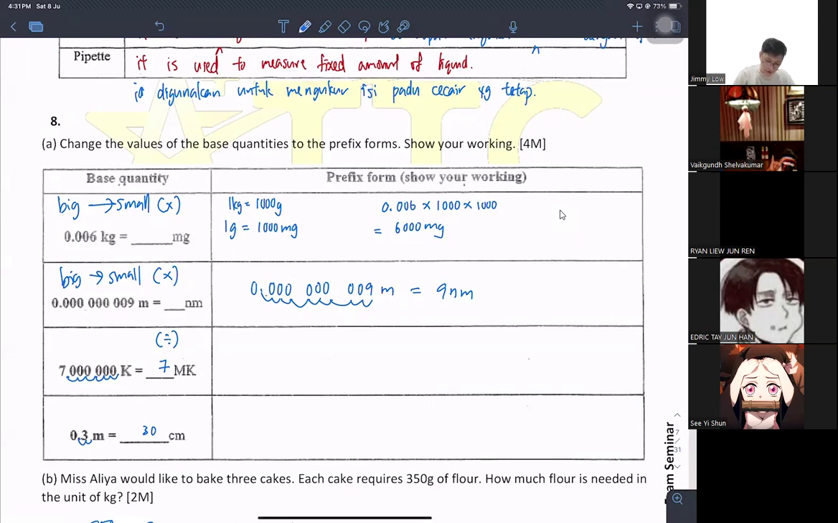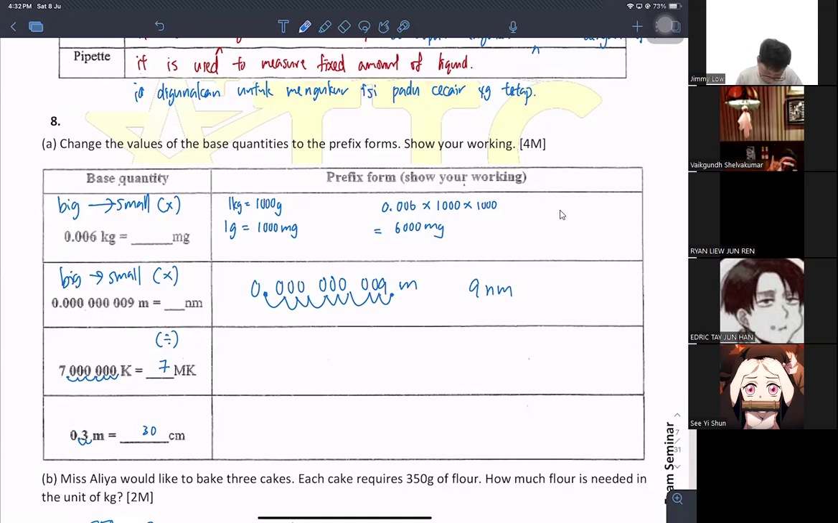How many zeros? I rewrite again: 0.000000009. Multiply means you are going to push the decimal point 9 times: 1, 2, 3, 4, 5, 6, 7, 8, 9. You push the decimal point back 9 times. So you get 9 nanometer. This is your answer.